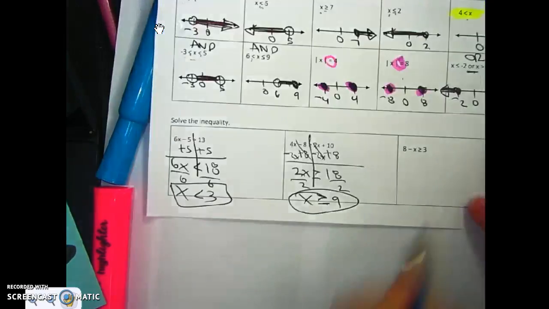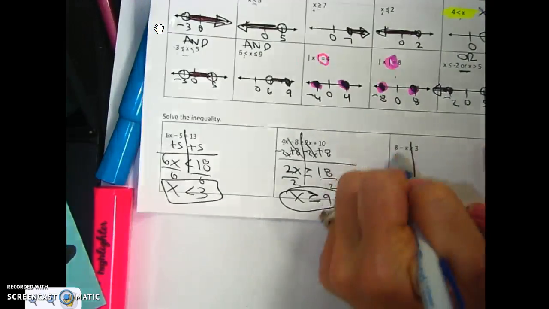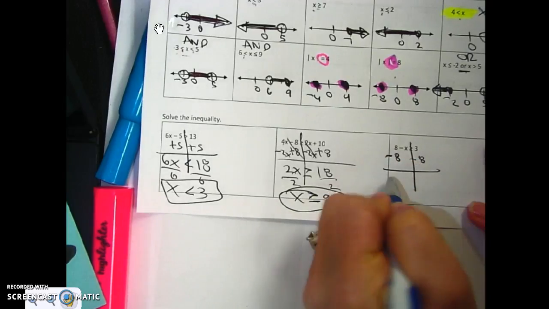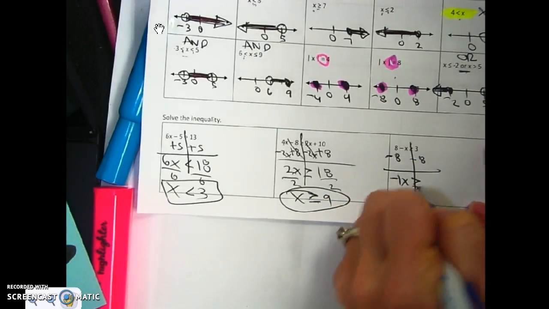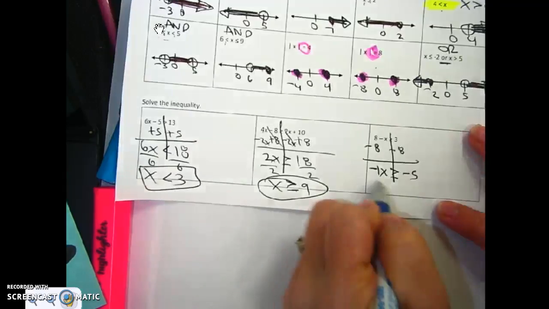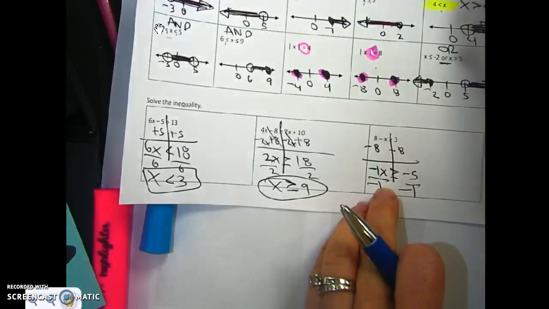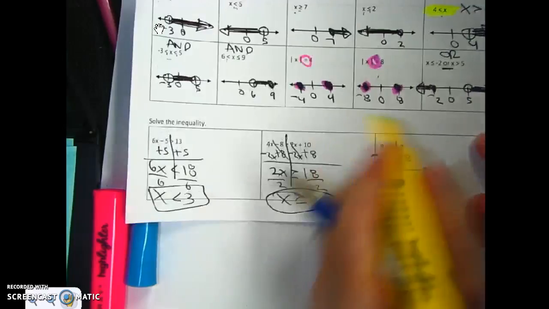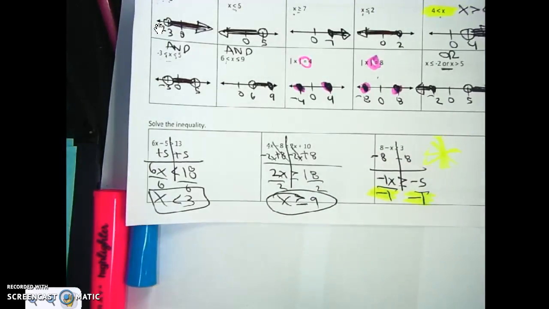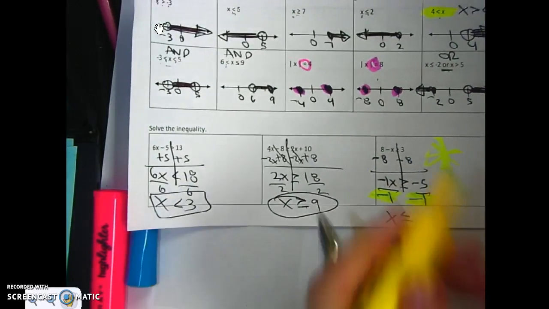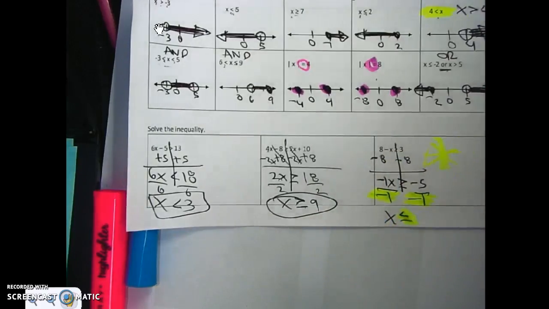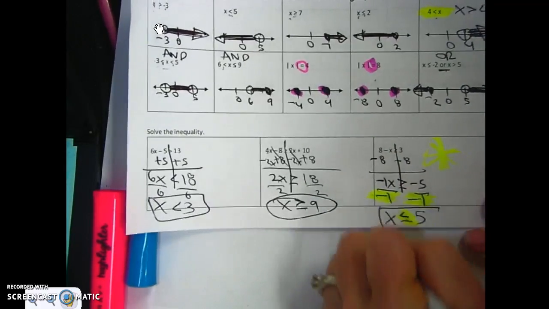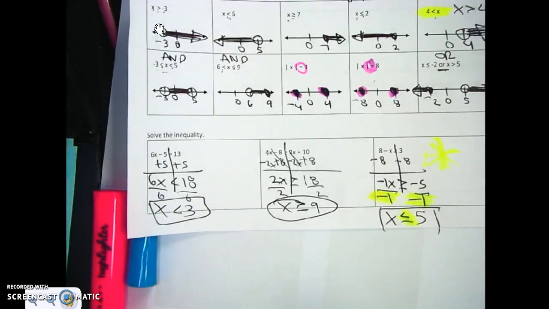Draw the line. Subtract 8, subtract 8. Negative 1x is greater than or equal to negative 5. Divide by negative 1, divide by negative 1. This is a special one. This is the one where any time you divide by a negative, I'm going to put a star next to that one, your inequality switches direction. So instead of it being greater than, it's less than, and a negative over negative is positive. So anytime you multiply or divide by a negative. All right, let's go to the other side.